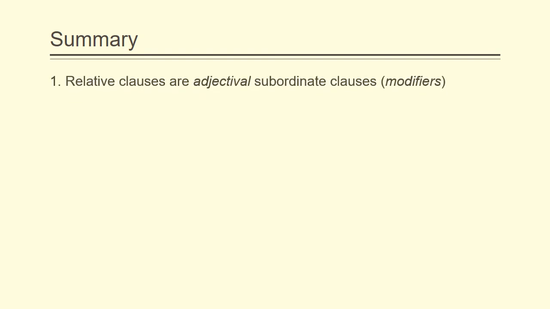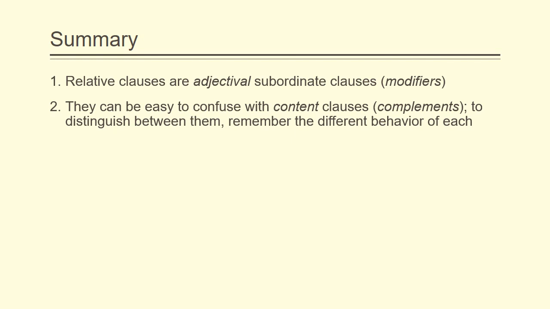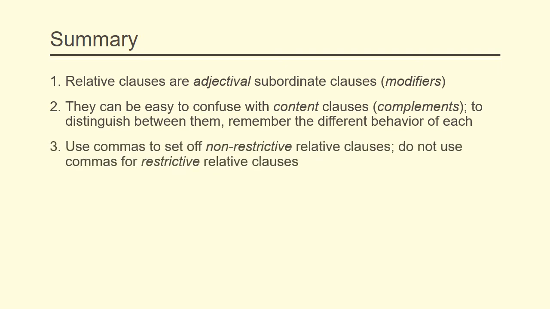Okay, so let's review the three major points that we've covered. First, relative clauses are adjectival subordinate clauses, and as such they are modifiers. They can be easy to confuse with content clauses, which, however, are complements. So, to distinguish between them, you simply have to remember the different behavior of each kind of clause. One is going to, again, be a modifier, and the other a complement. And finally, we use commas to set off non-restrictive relative clauses, and we do not use commas for restrictive relative clauses. So that's a point of usage that comes in handy when you're writing papers.